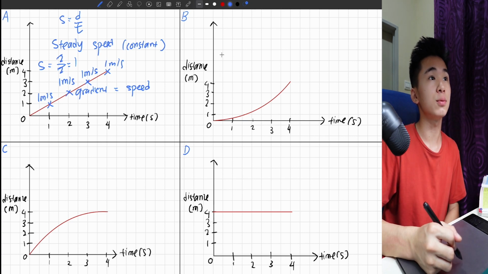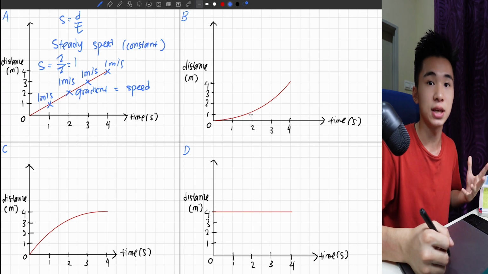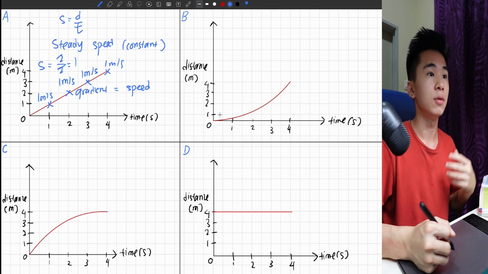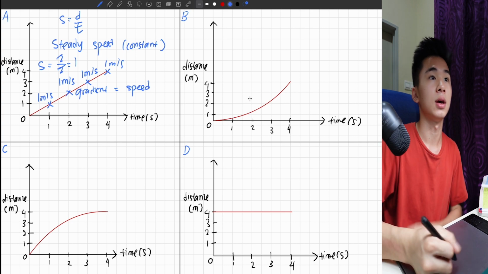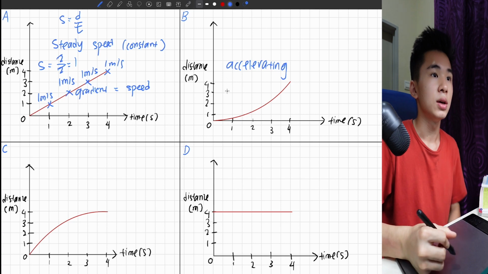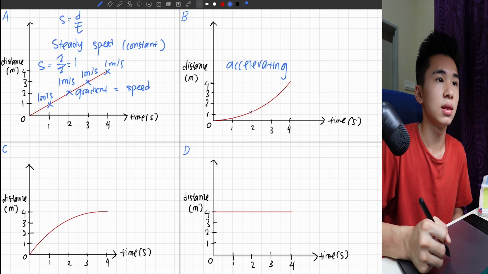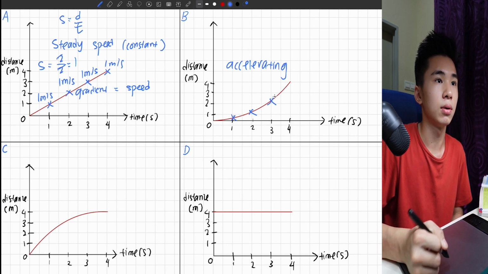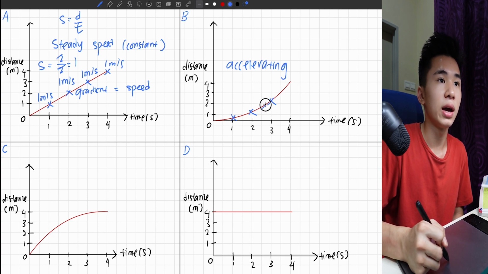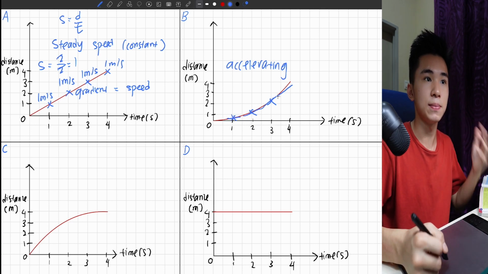Okay, so for the next one, the B graph, as you can see, the line is curved, which means accelerating. If we are talking about a car, it means the car is accelerating. The reason is simple. If we plot it, let's look at this point and this point and this as well. If we draw a line, a tangent, you can see the tangent is going to be steeper, right? Steeper and steeper.